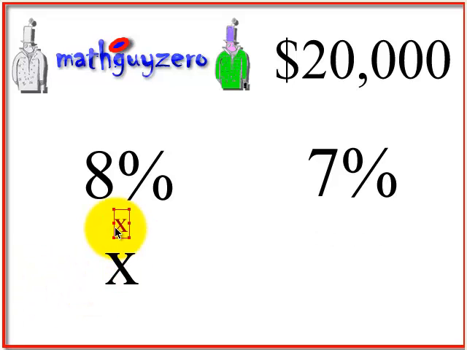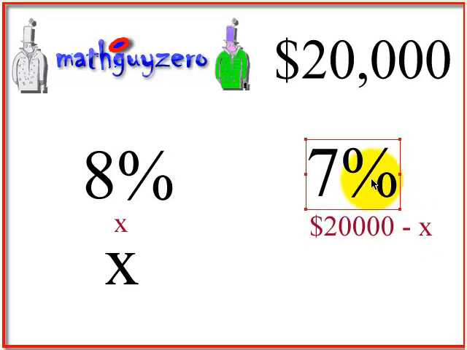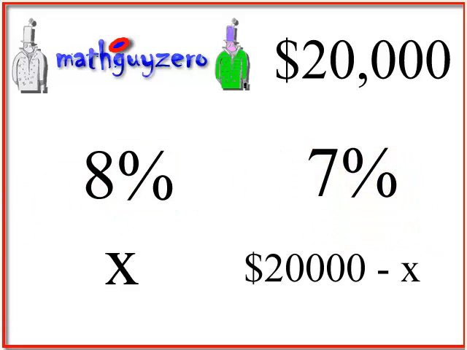So let's just pretend we put X in 8%. What did we do before? We subtracted this amount from the $20,000. So we're going to do the same thing. It's going to be $20,000 minus X. So that's the amount in the 7%. So now we can do a little bit of algebra.